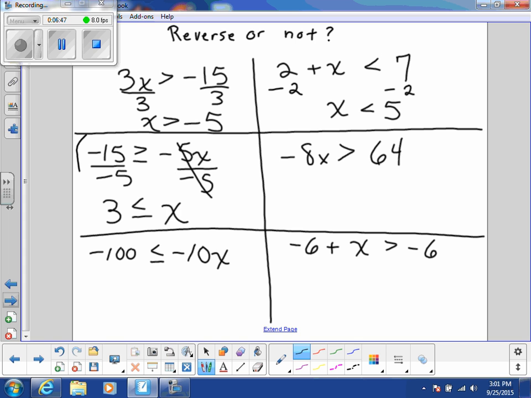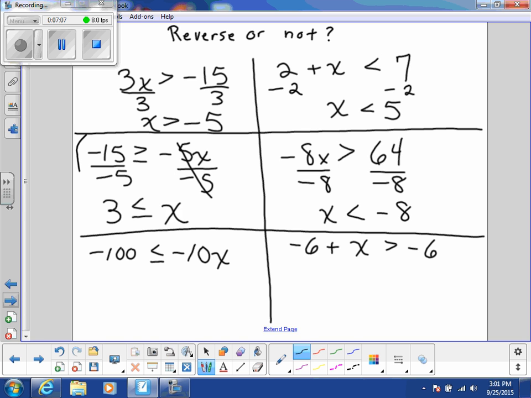I'll go a little faster now. Next equation, negative 8x is greater than 64. Divide by the coefficient. Since the coefficient is a negative number, flip the inequality sign around.